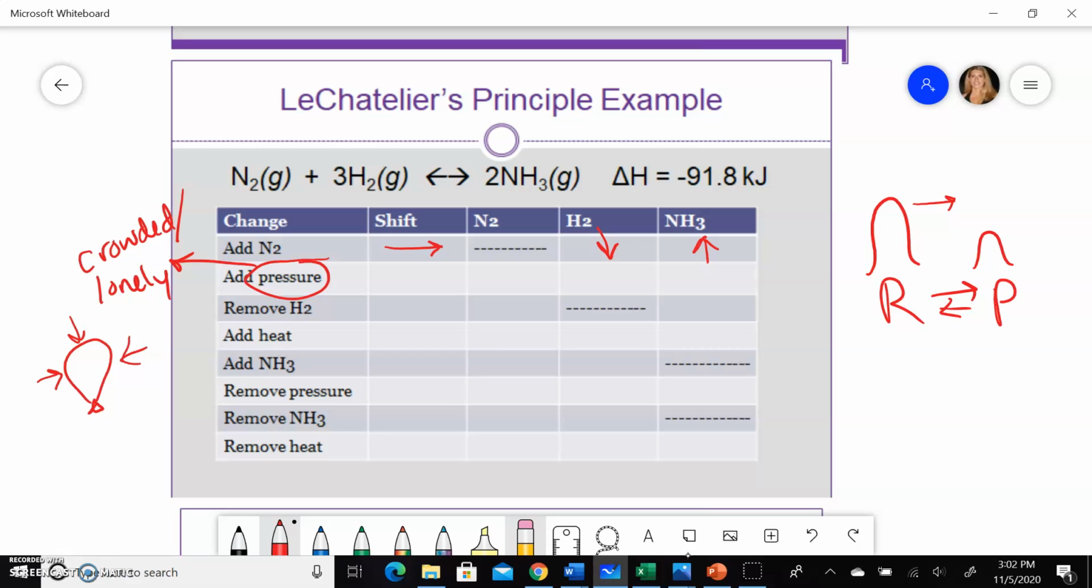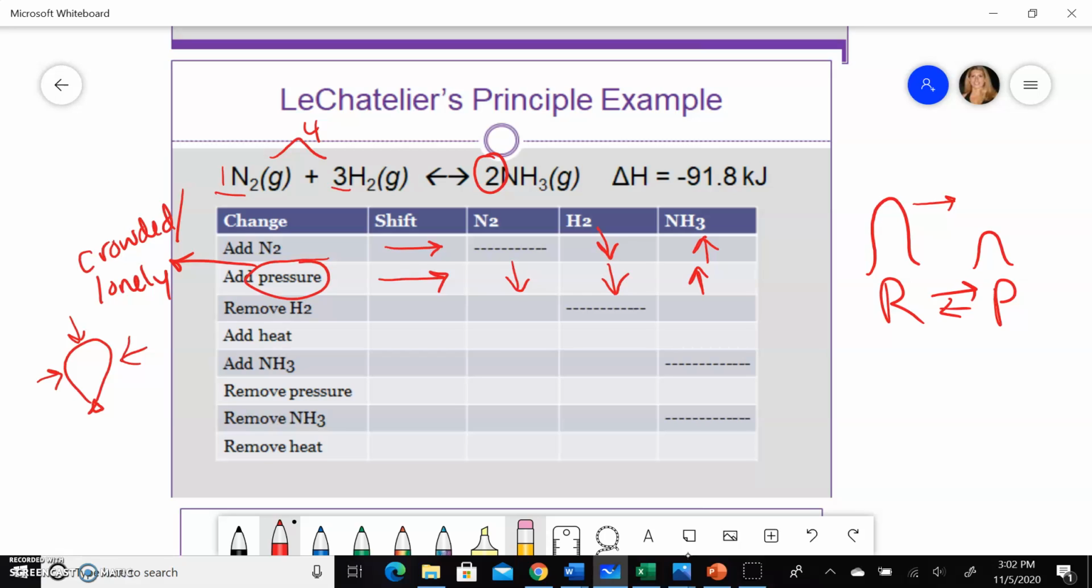So let's go ahead and add up our moles. There's nothing in front of the N, which means it's a 1. 1 plus 3 gives us a total of 4 on the reactant side, and then we have 2 on the product side. So 2 is a smaller number. So if we add pressure, it's going to go towards the smaller number. So in this case, it's going to shift to the right. If it shifts to the right, everything on the right will increase. So NH3 is going to increase because we're going in that direction, and these two will decrease.